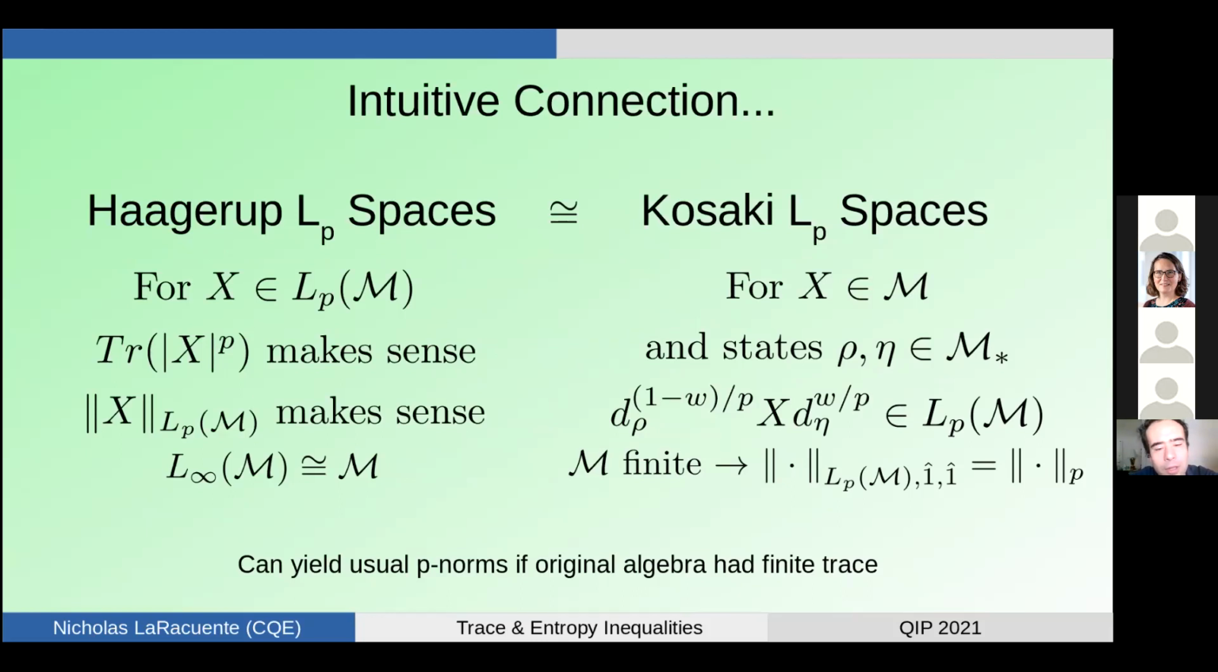The Kosaki philosophy says that if we take something that is in the original algebra and multiply it by some of these densities that correspond to states in the pre-dual and that actually are in the Haagerup L1 space, then that product will end up in the L^p space. Another important aspect of these is that when the original von Neumann algebra was finite or has a finite trace, we can actually get back the p-norm. And so these are compatible with the finite setting, even though they don't require it.